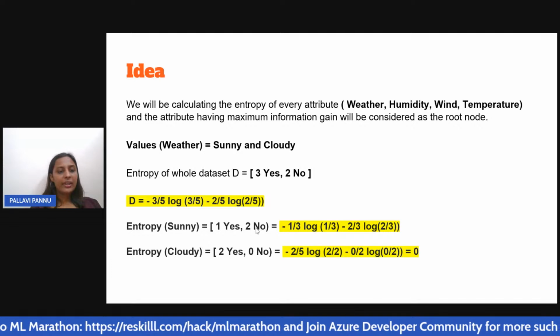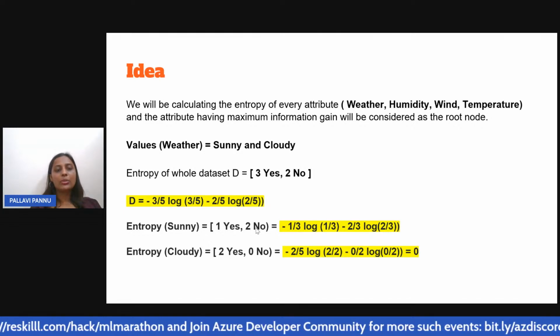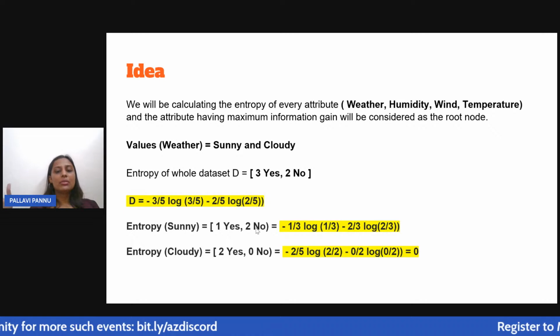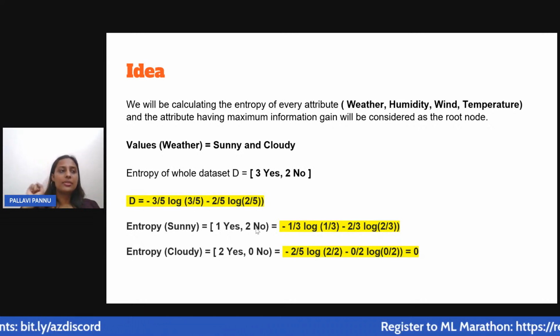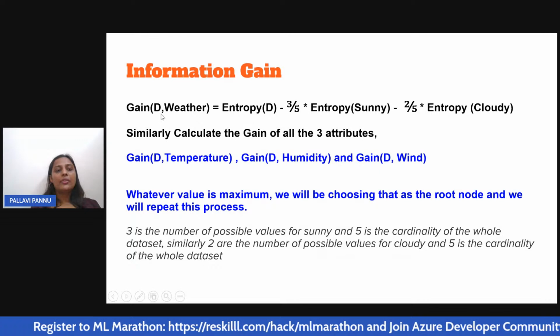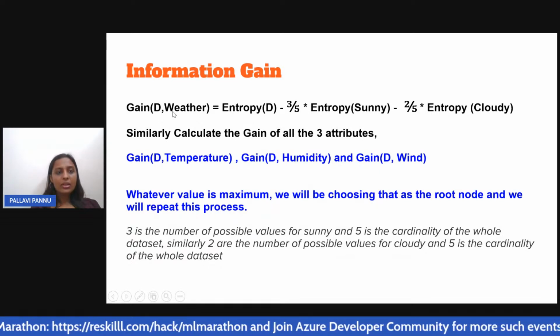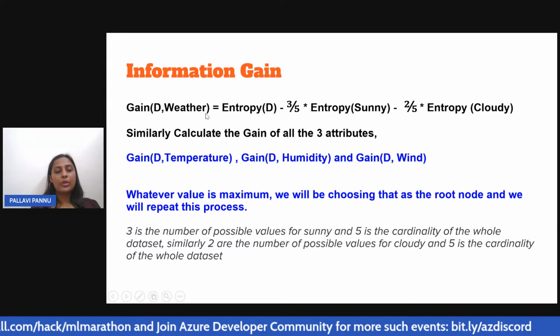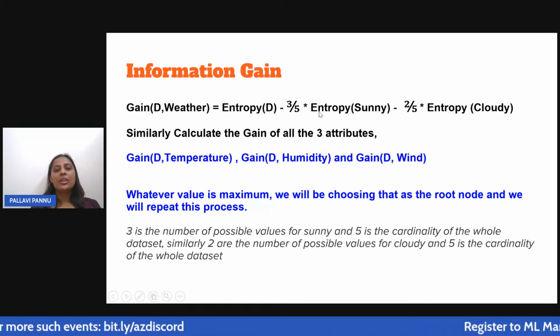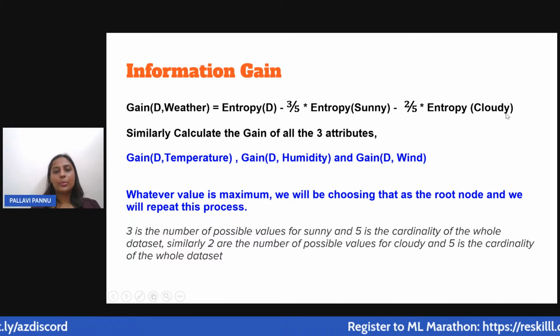Next is the entropy of cloudy. You'll calculate it. The idea is you'll be calculating the entropy of every attribute in your data set, and whatever entropy is lower, you're going to choose that as your next split. Next is the information gain. For weather, you calculate the entropy of the whole data set, minus 3 by 5 into the entropy of Sunny, minus 2 by 5 into the entropy of cloudy.